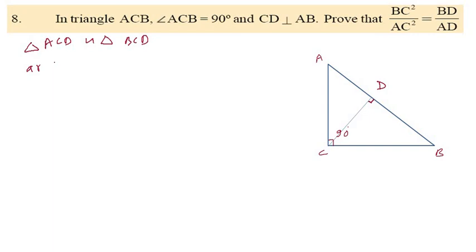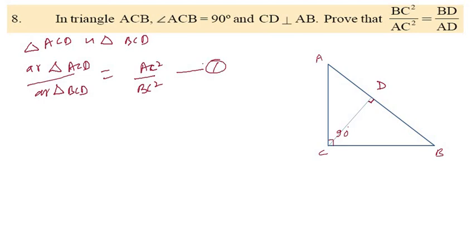Now, area of triangle ACD upon area of triangle BCD will be equal to AC square upon BC square. So that is your equation first.